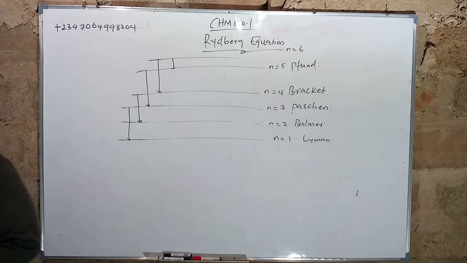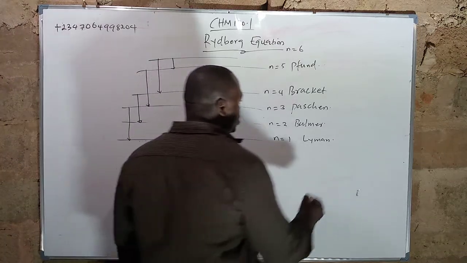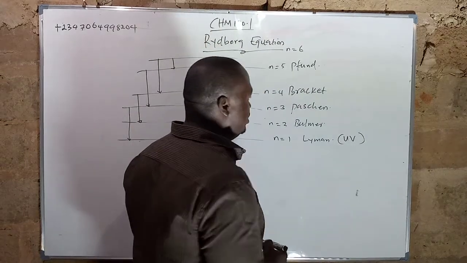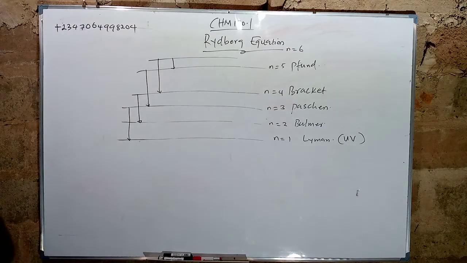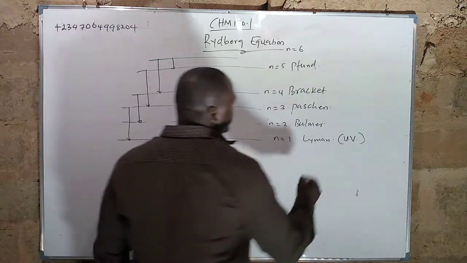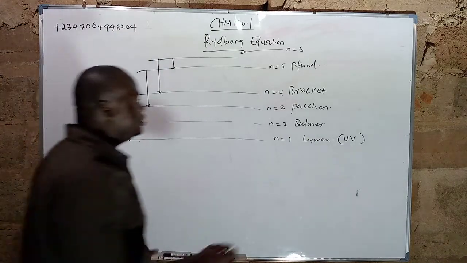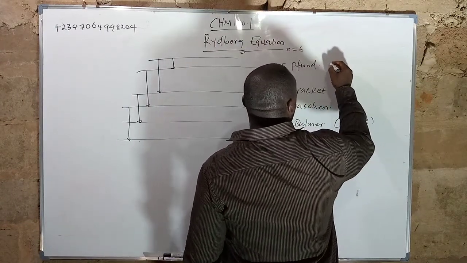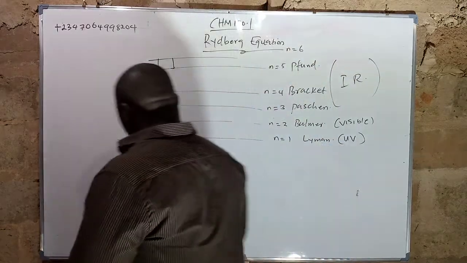Now there's a very big examination question for everybody, O-level, JAMB, WAEC. Please know this very well. The Lyman series is associated with the ultraviolet light. Note it very well. The Balmer series is associated with visible light. The remaining three are associated with infrared light.